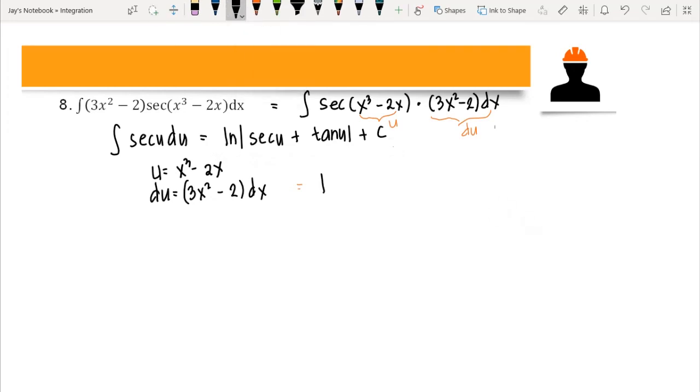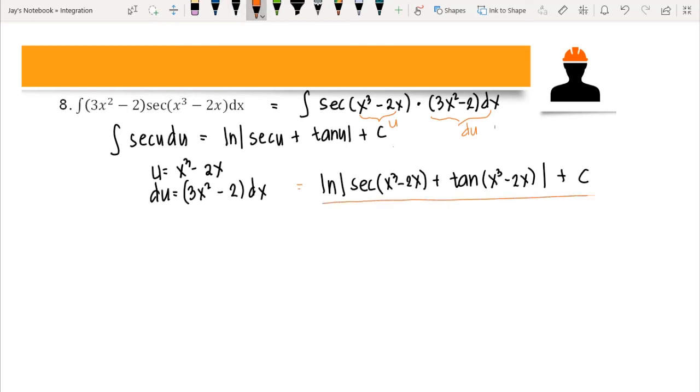So by using this integration rule directly, we have the answer: the natural logarithm of secant u, that is x cubed minus 2x, plus tangent u, that is x cubed minus 2x, then plus c. So this is now the final answer, the integration of 3x squared minus 2 times the secant of x cubed minus 2x dx.